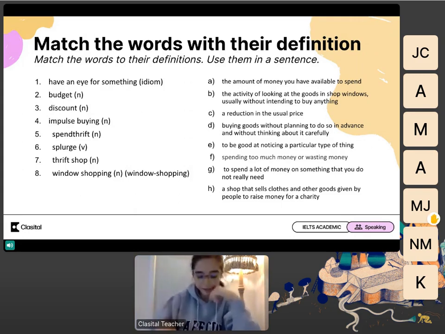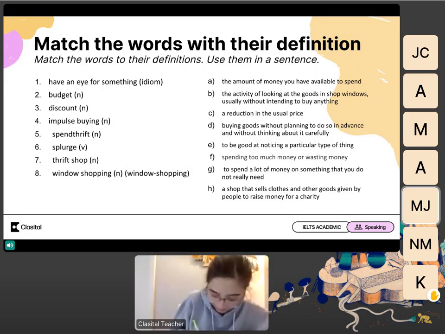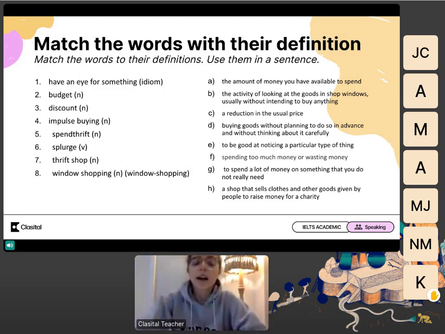Yes, Mayur. A lot of thrift shops over here in locality in order to help poor people. Mm-hmm. Yes. Thank you for sharing your example.